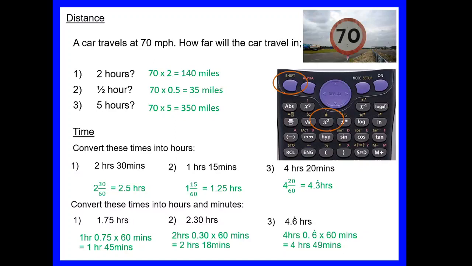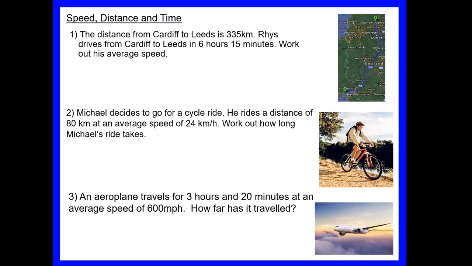So 0.6666666, quite a few sixes, and that will give you as accurate an answer as possible. Okay, so hopefully now we've practiced a little bit about making sure our distance and time are in the right units. We can move on to having a look at how we're going to use those.